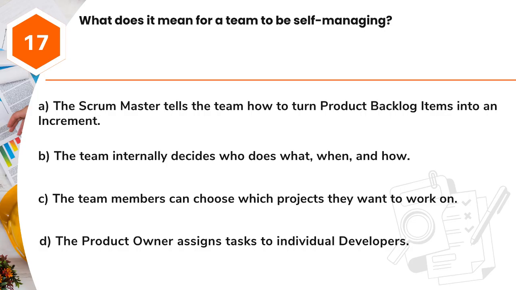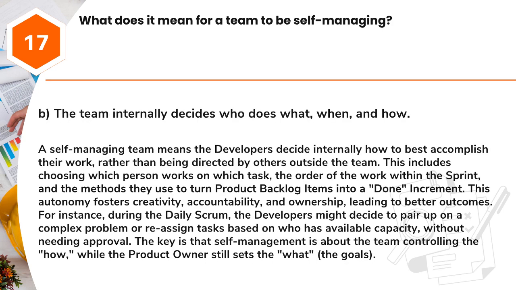Question 17. What does it mean for a team to be self-managing? A. The Scrum Master tells the team how to turn product backlog items into an increment. B. The team internally decides who does what, when, and how. C. The team members can choose which projects they want to work on. D. The product owner assigns tasks to individual developers. Answer. B. The team internally decides who does what, when, and how.